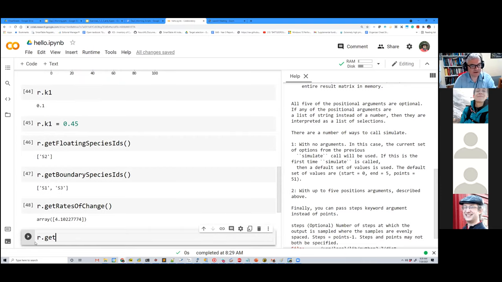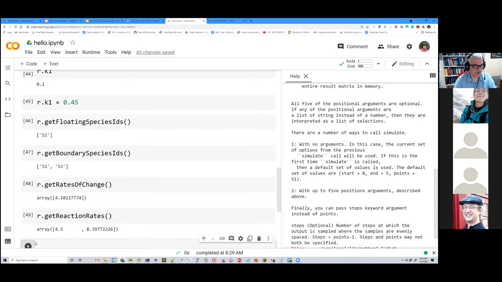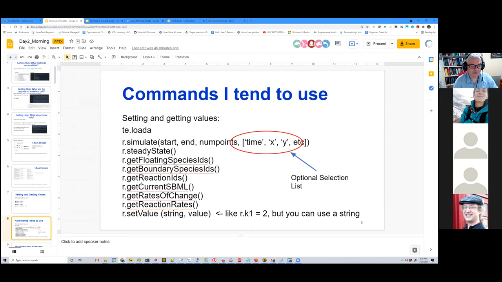I can get the reaction rates. There we go. There should be two of those, right? 4.5 and 0.3977. What were the other ones I had? Get rates of change, get reaction rates.